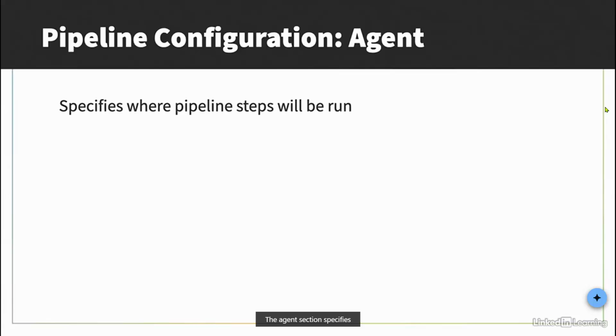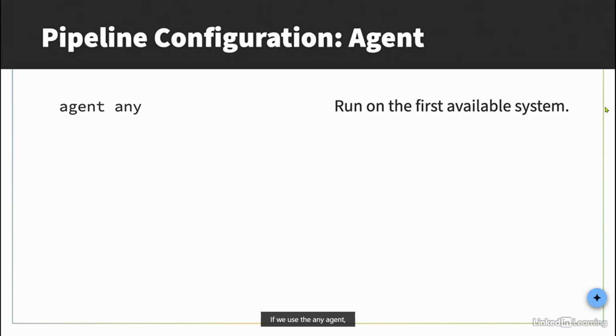The agent section specifies where the commands in a pipeline will be run. We can use several parameters to specify an agent. Some of the parameters we can use are any, label, docker, and none. If we use the any agent, we're letting Jenkins know that it can run the pipeline using the first available executor. In systems where Jenkins is running jobs on the controller, this is likely the agent you would use the most.